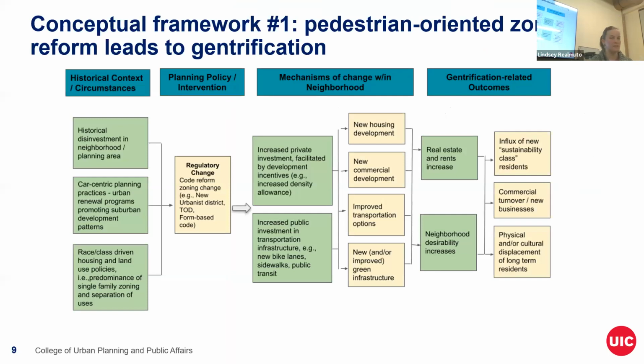So I have two different conceptual frameworks. I first started my research with this one, which was really thinking that you had this historical context of traditional zoning, automobile-oriented planning, and race- and class-driven land use policies that really drove disinvestment in certain neighborhoods. And then you had this regulatory change, which helped increase private investment and public investment. You have new housing development, new green infrastructure, and new transportation options, which then lead to increased desirability and real estate values.